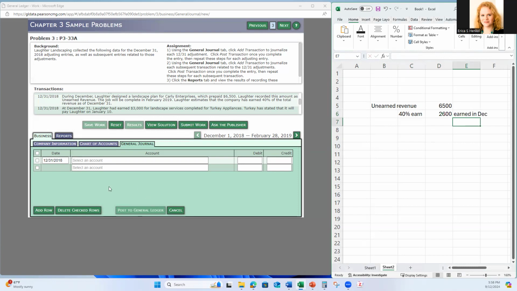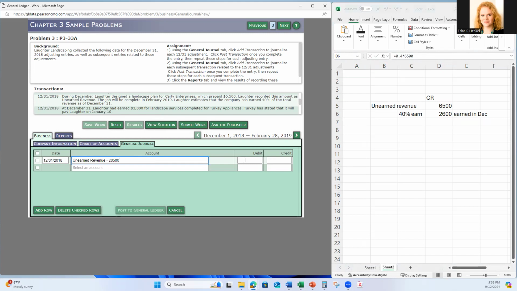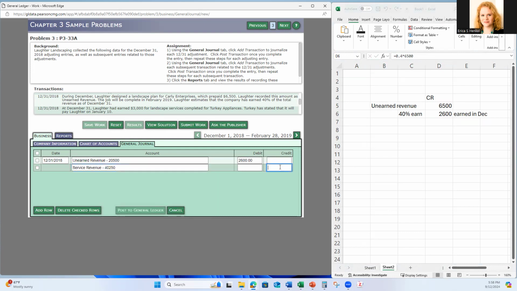Okay, so then what we need to do is we need to relieve part of that liability. So this would be sitting out there with a credit balance. So to relieve it for this amount of 2,600, we would debit that. And we always put our debit first. So we're going to record then $2,600 that is going to be removed out of unearned revenue, and then it's going to be credited into our service revenue account. All right, so we're going to go ahead and post that.